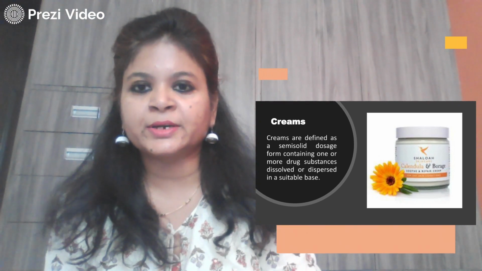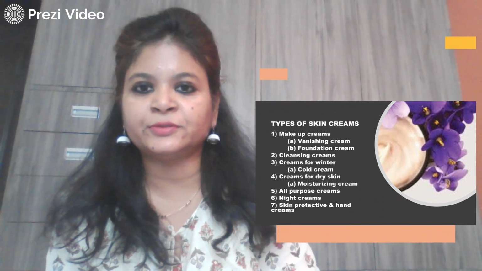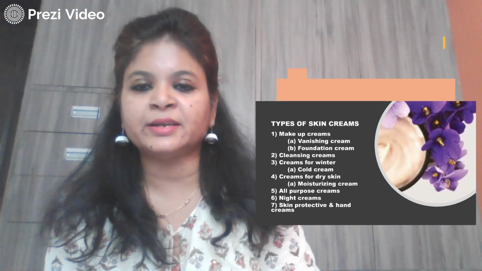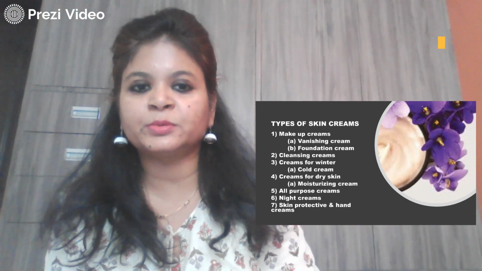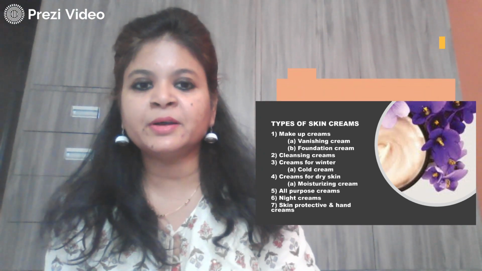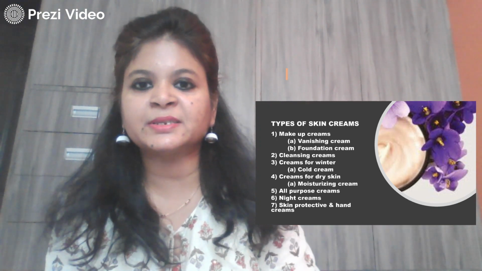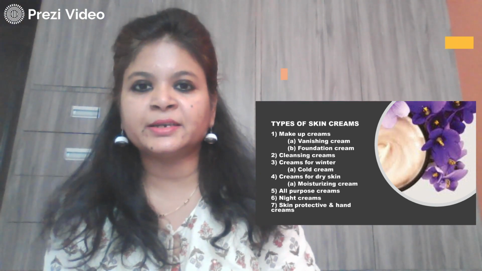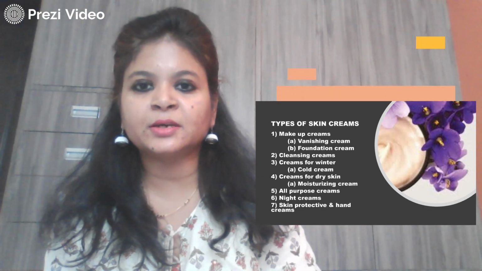So let us try to understand the different kinds of creams. Although there are so many creams, I have classified them into a few categories. For example, the first are the makeup creams. In this category lie vanishing creams and foundation creams. Second are the cleansing creams. Once the makeup has to be removed, that is done with the help of various kinds of cleansing creams. In the third category are the creams used specifically in winter, because in winter we have more dry skin due to the weather and humidity conditions. You need a special kind of cream known as cold creams.